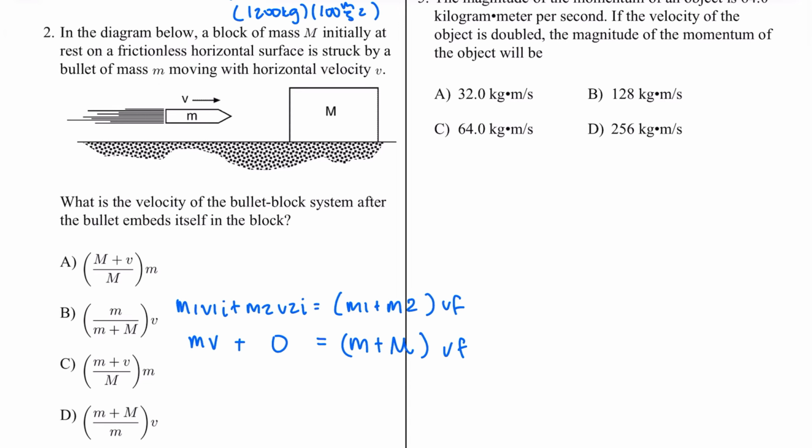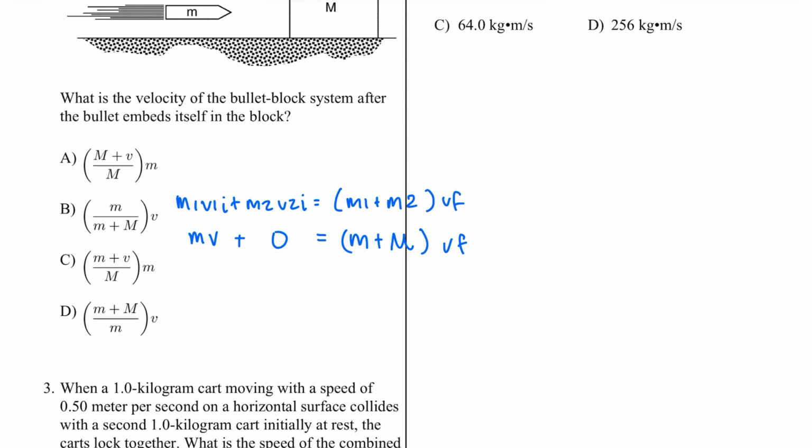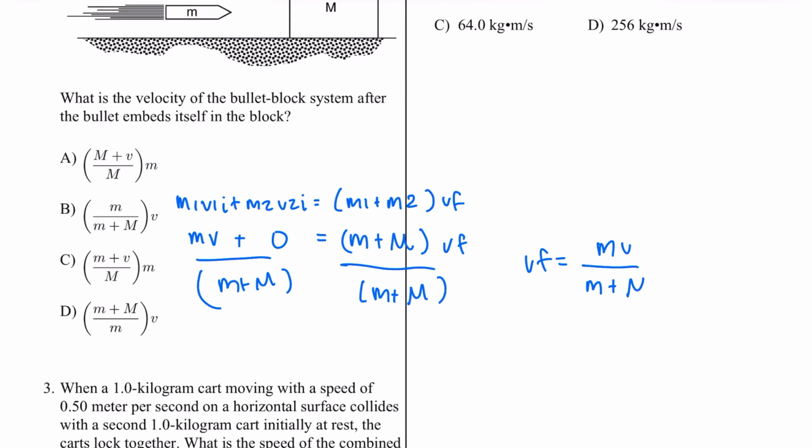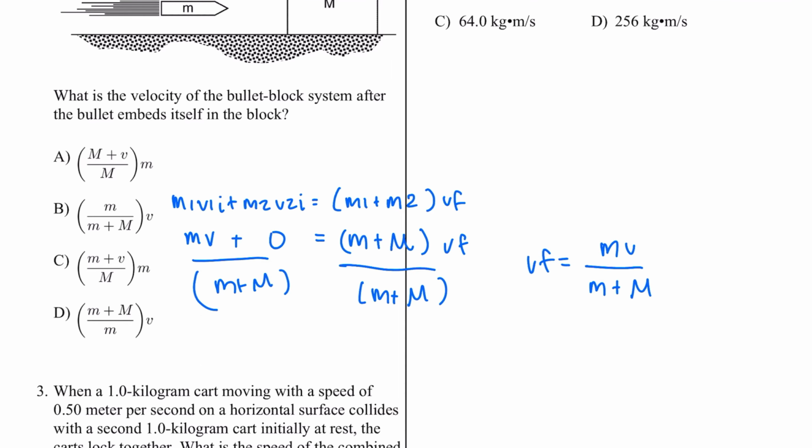Now, to isolate vf, we have to divide lowercase m plus uppercase M on both sides. So vf is just going to be equal to mv over lowercase m plus uppercase M. And if we look at our answer choices, this is equal to B.